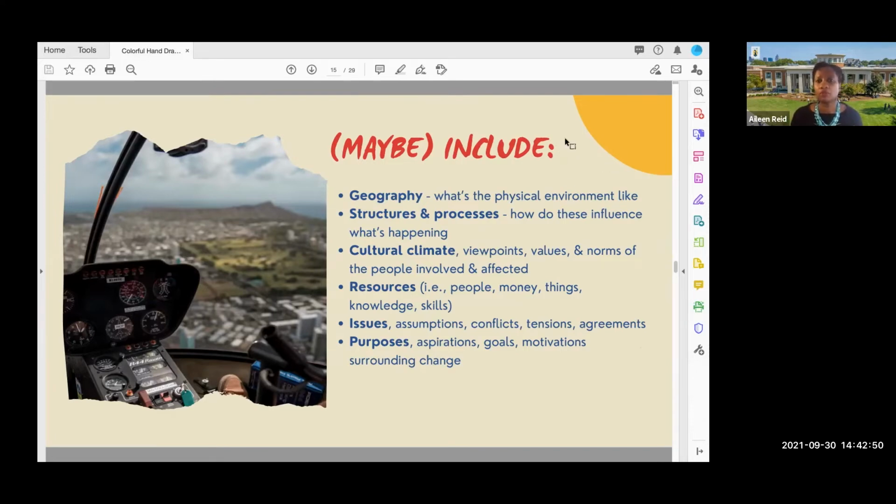Cultural climate, viewpoints, values, norms of the people involved and affected. Think about how you might illustrate this. How might you communicate the culture of the environment that you're working in? Resources: people, money, things. This is probably one of the easiest because you can draw a money symbol or a stick person or something like that. Issues, assumptions, conflicts, tensions and agreements, and then purposes or aspirations, goals, motivations surrounding change.